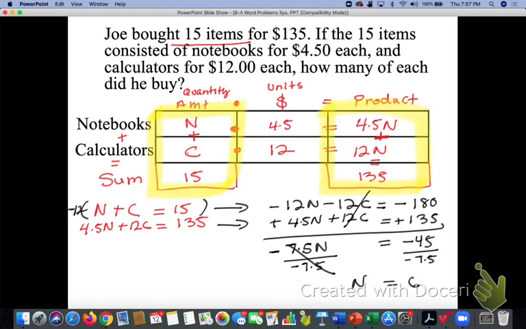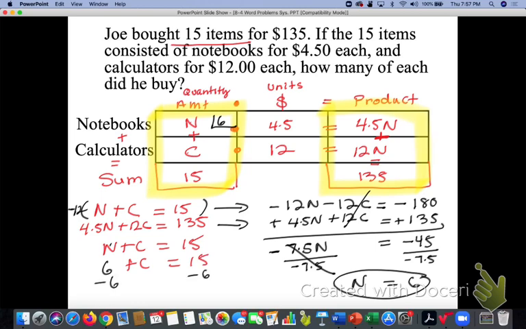I don't want you to get caught up. So if my notebooks are $6 each, okay, I can go back to either original. So I've got n plus c equals 15. And I'm going to replace the n with 6, plus c equals 15. I'm subtracting 6, and c is equal to 9.